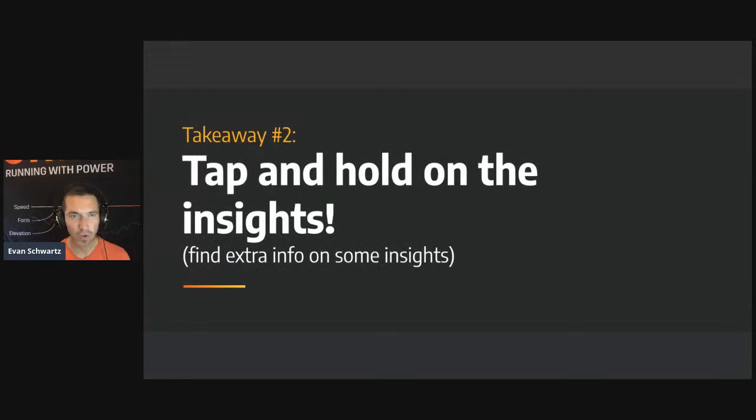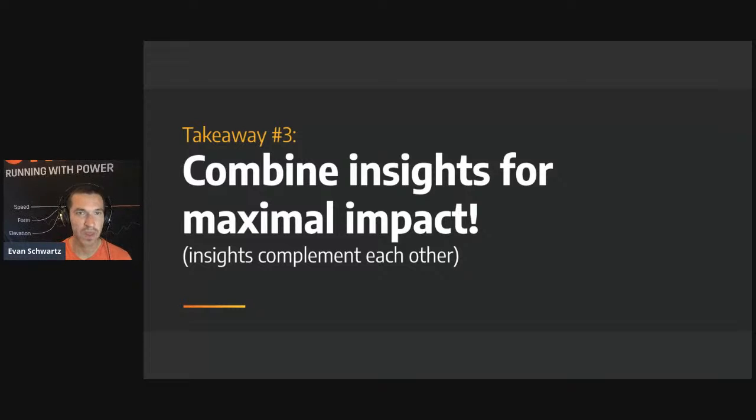Takeaway number 2 is tap and hold on the insights. You can find extra info on some of the insights. So remember that some of these graphs you can interact with, specifically the trends, specifically the feel graph, as well as some others, the time and zones. You can use this to garner even more information if you're curious about why a run was so above a trend, below a trend, why you felt so bad on a run, why you felt so good on a run. Press and hold on the graph, move your finger side to side, and press view run for that advanced analysis on that run.